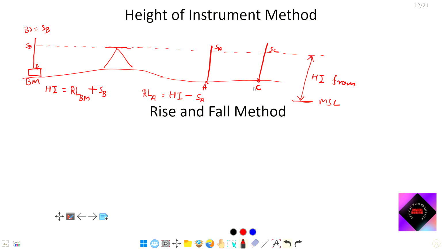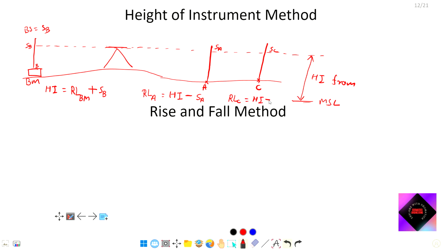And for example, after taking reading of C, we will change the position of instrument. So this is our final sight or foresight of the point C, means this is our last sighting from this position. So this is called foresight. So RL of C will be what?